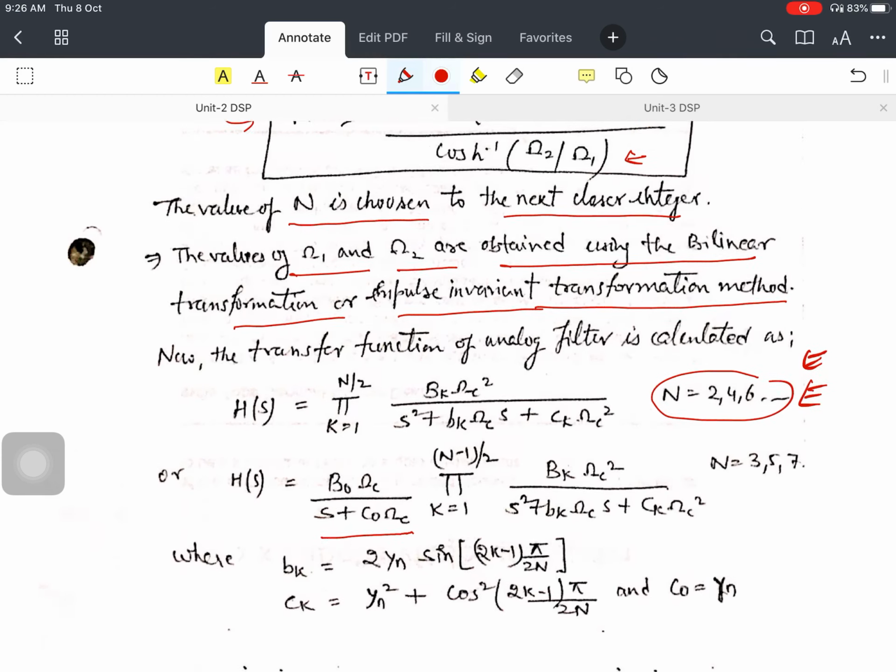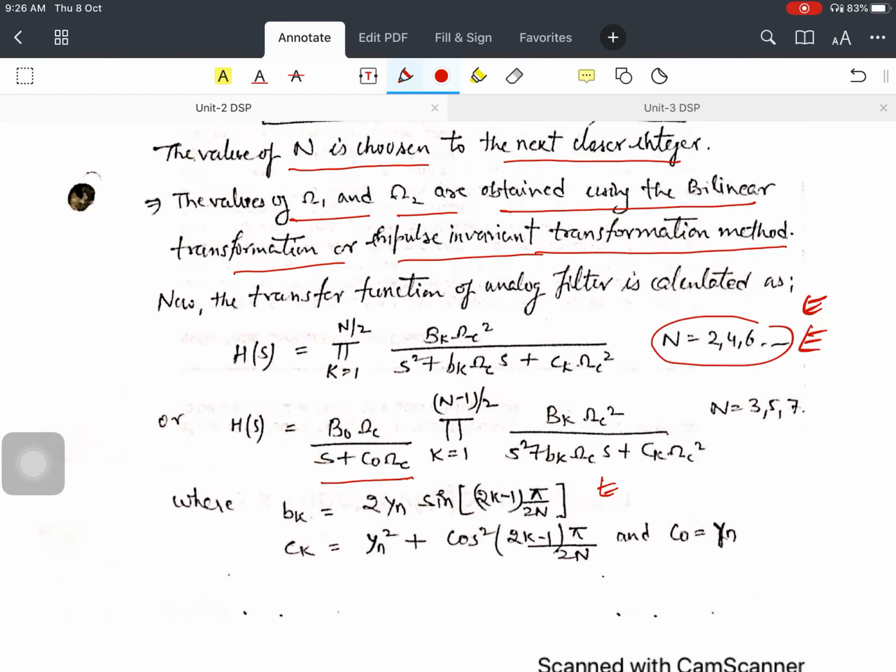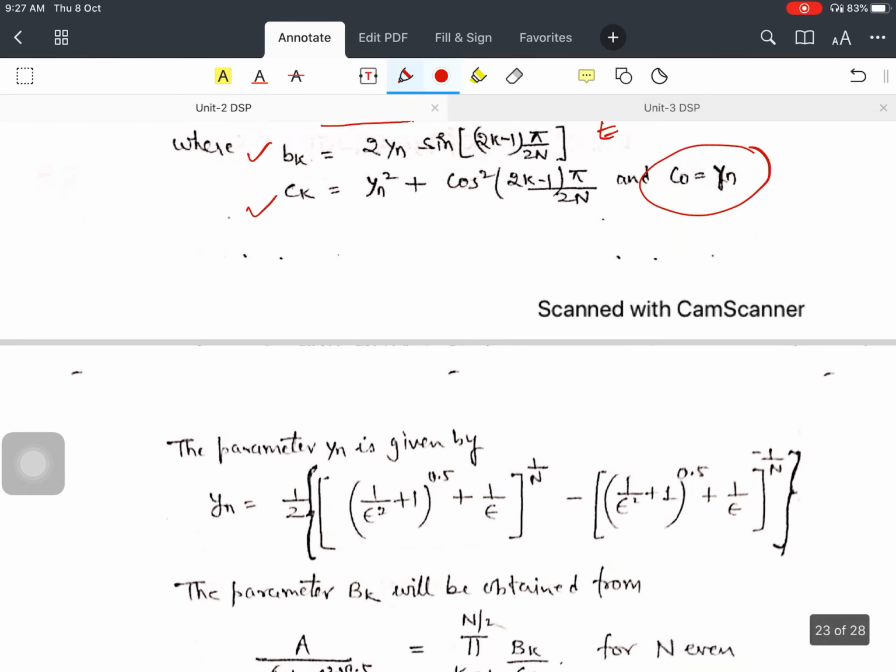Where the bk value is given by 2 yn sin((2k−1)π/2n), and ck is given by yn² + cos²((2k−1)π/2n), and c0 equal to yn. So for calculating this transfer function, you have to know the values of capital Bk, small bk and small ck. Small bk and small ck are calculated by these two equations, where we are using yn.